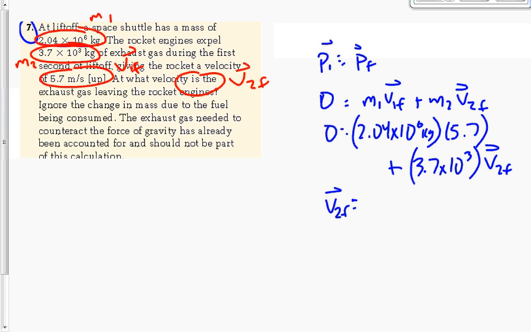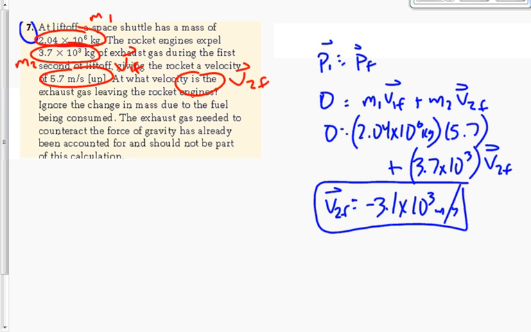I think it was, I don't know, about 400 meters per second or something, wasn't it? Oh, yeah, I was way off then. 3,100 or negative 3.1 times 10 to the 3 meters per second. Negative because it's going downwards, right? This is a much bigger velocity than the velocity of the shuttle itself, right? Would you expect that? Yeah, sure you would, because the shuttle is much more massive than the gas. The gas is going to be moving much faster than the shuttle, right?